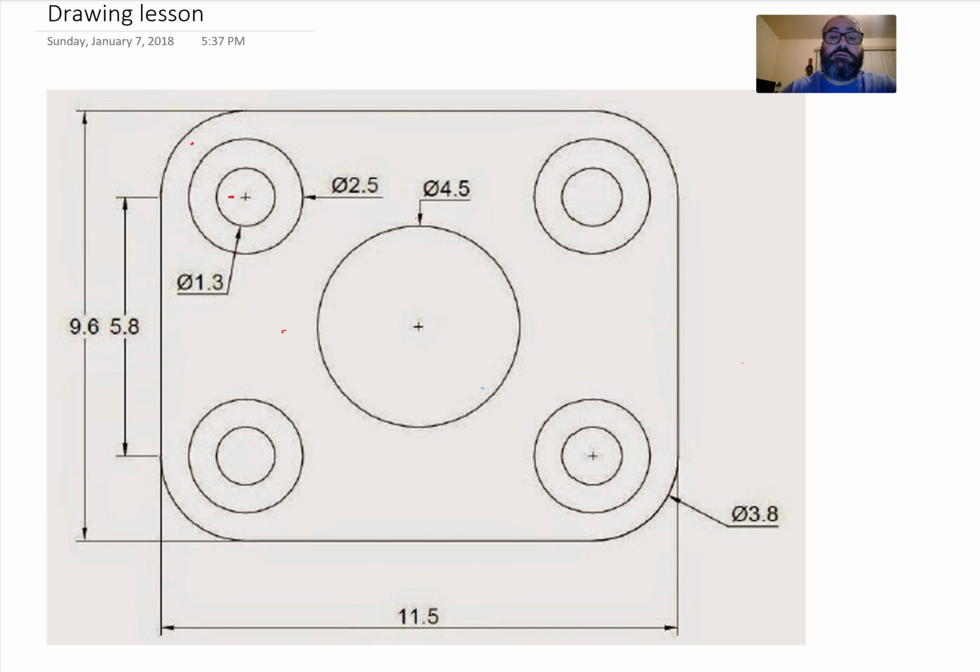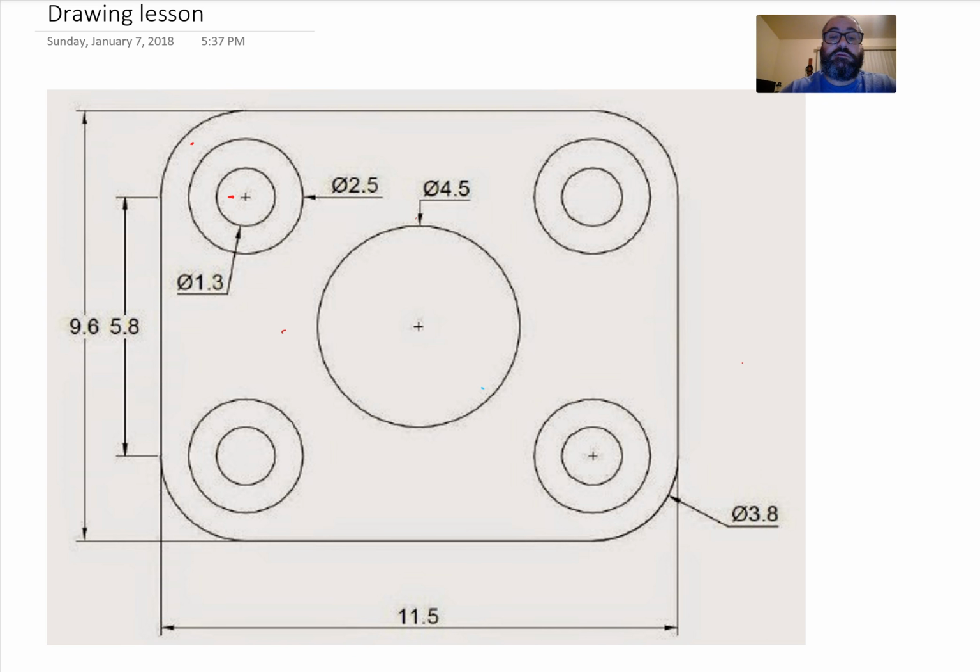And as you can see, it's made of circles, lines, and arcs. You're not going to record the dimensions that you see on the screen. I don't want you to put that. I just want you to draw the shape itself according to the dimensions that it gives you.